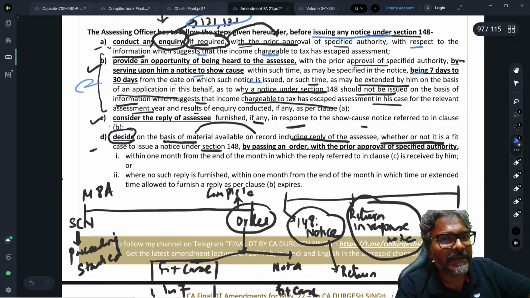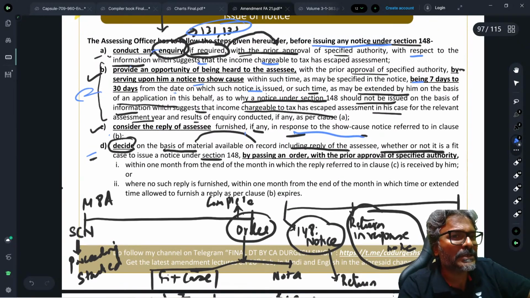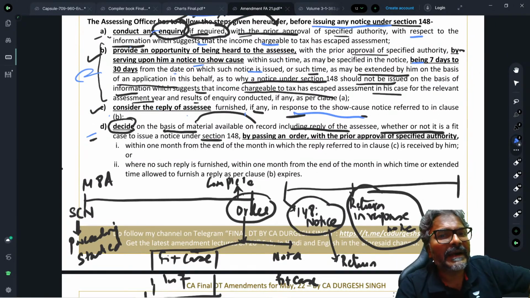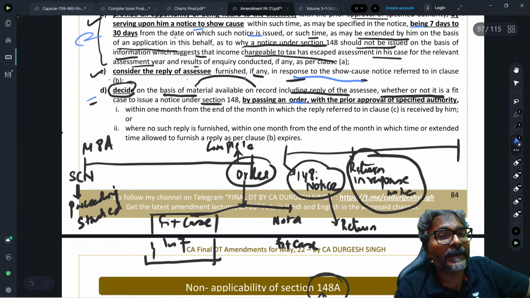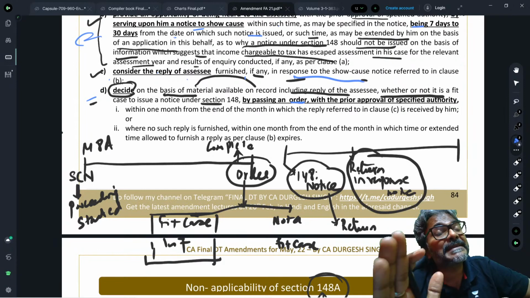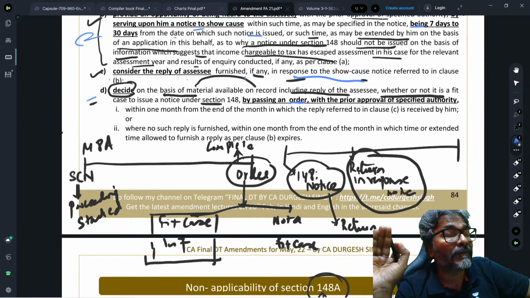Thereafter, he will consider the reply furnished, if any, in response to the show cause notice, and then finally decide on the basis of his inquiry and the response given by the assessee. He will decide on the basis of the material available on record, including the reply of the assessee, whether or not it is a fit case to issue the notice under 148, by passing the order with the prior approval of the specified authority. You pass the order to say that yes, it is a fit case, or you pass the order to say no, it is not a fit case for 147.